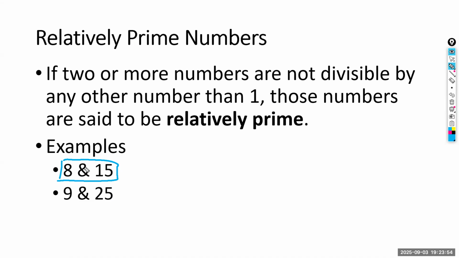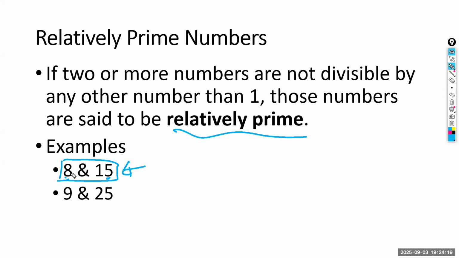Okay. For example, 8 and 15. Those are relatively prime. 8 is not a prime number, 15 is not a prime number, because 8 is divisible by 2 and 15 is divisible by 3. But 8 and 15 are relatively prime. That means both numbers are divisible only by 1. There's no common factor to both other than 1.